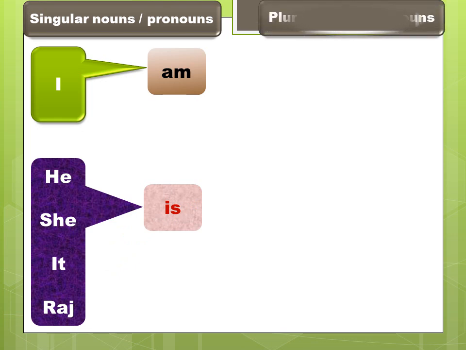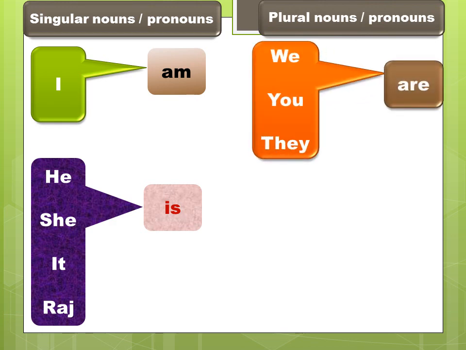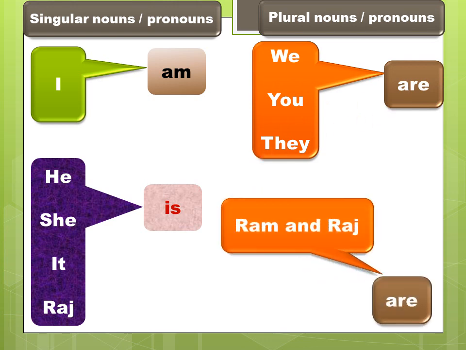Now let's see the plural nouns or pronouns. With the verb are, we use plural pronouns or nouns like we, you, they: we are, you are, they are. Here we have nouns like Ram and Raj. Two, we have two members and it is plural. And that's the reason we are using the auxiliary verb are.